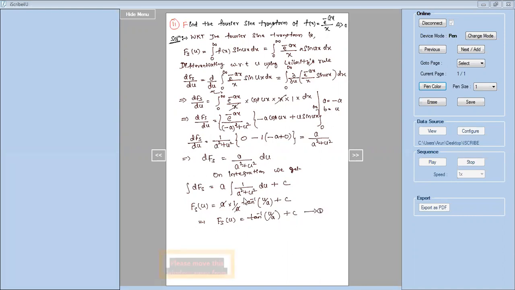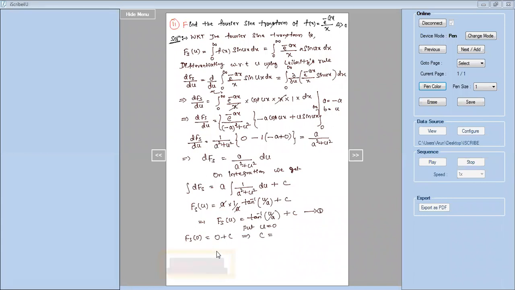Now to find the value of c, I'll just put u equal to 0. So we get Fs of 0 equals the right hand side. It is tan inverse of 0 by a, that is tan inverse 0, and tan inverse 0 is 0, plus c. So this implies c equals Fs of 0. And what is Fs of 0?